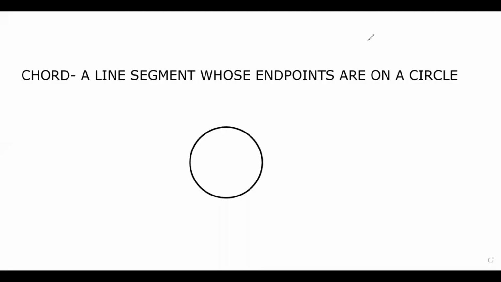So the next part of the circle here is the chord. So the chord is a line segment whose endpoints are on a circle. So for example, let's say this is one endpoint here, and we're drawing a line segment here. So the endpoints are on the circle. So this is what you call a chord.